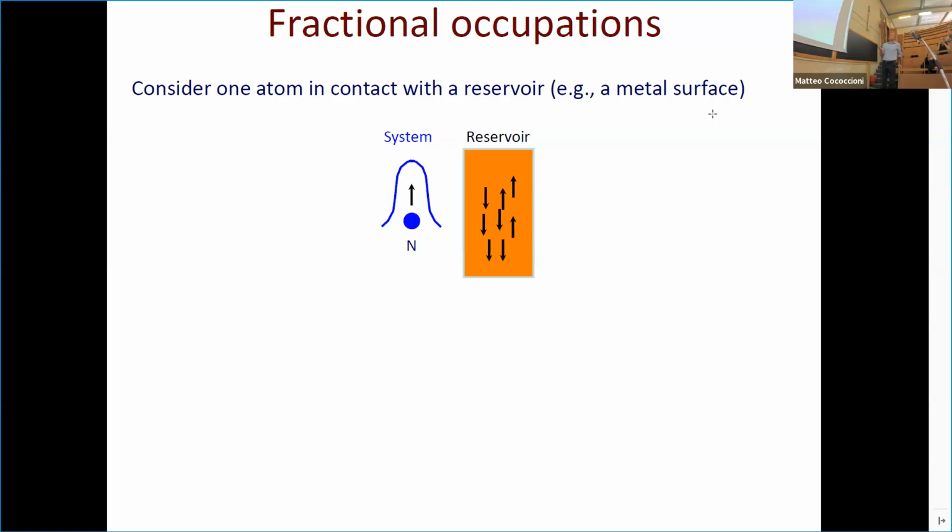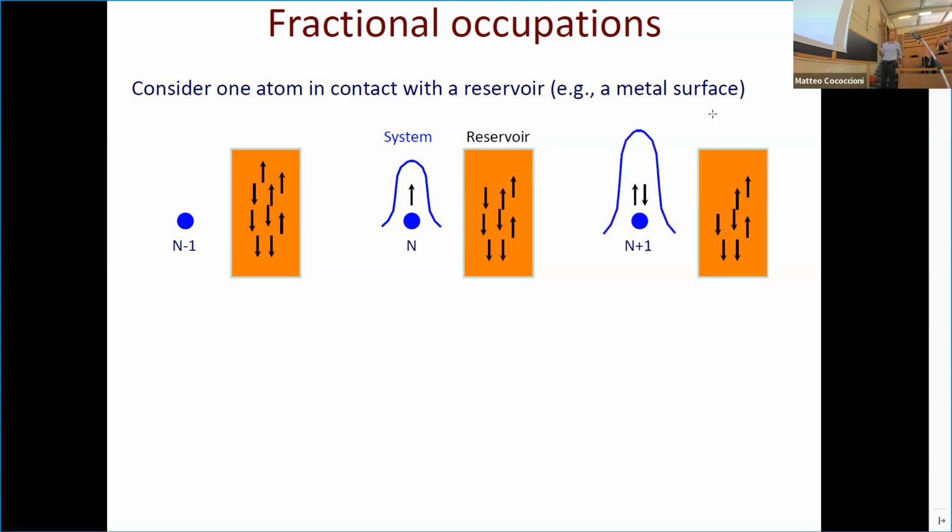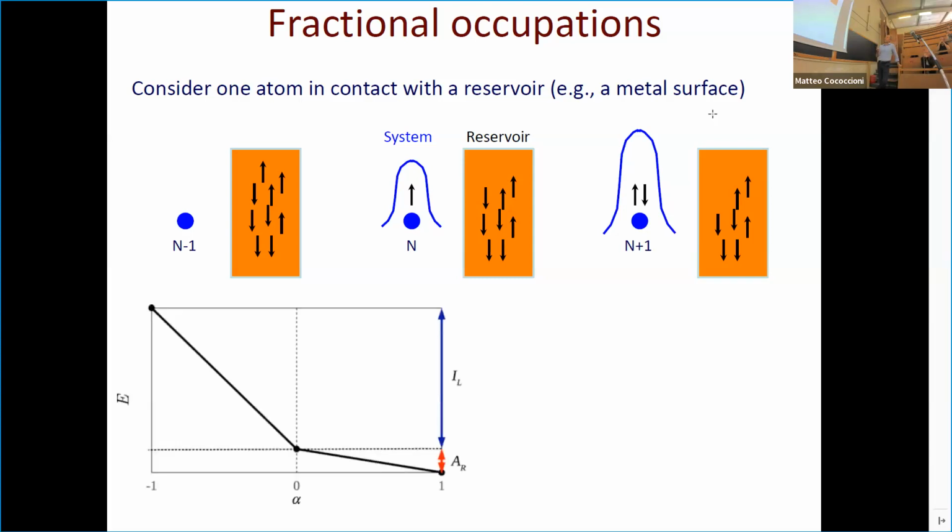So basically, for a fractional number of electrons, if you have your system and it's able to exchange electrons with a reservoir, a fractional number of electrons on the system must be understood as an ensemble of states with one electron removed from the system or one electron added to the system. Okay. So a linear combination between these three states can give you a good representation of what a fractional number of electrons state should be for the system that you're considering.